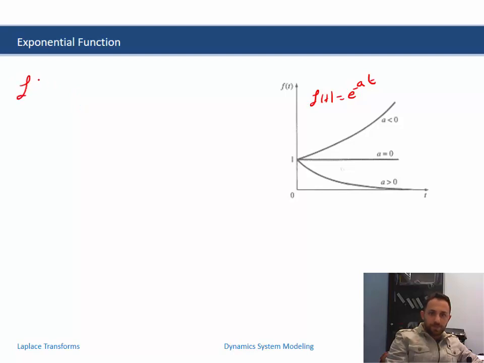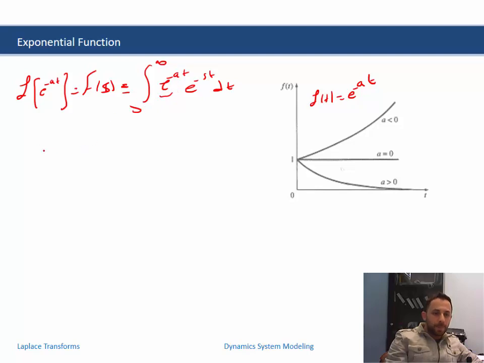So the Laplace of e to the power minus a t, F of s, is equal to the integral from 0 to infinity of e to the power minus a t, e to the power minus s t, dt. This is f of t. It is equal to the integral of e to the power minus (s plus a) t, dt.